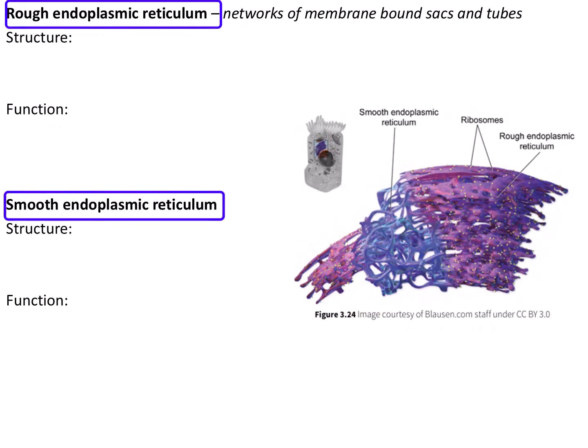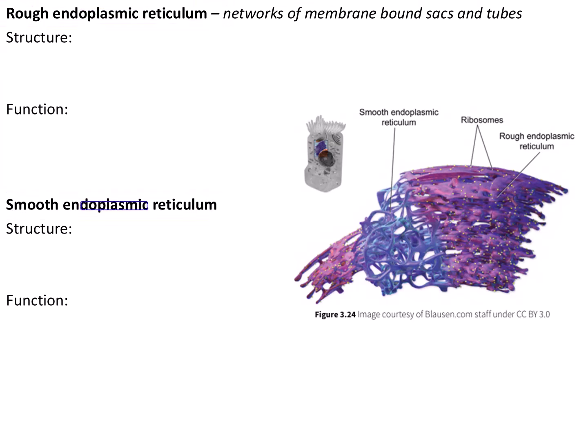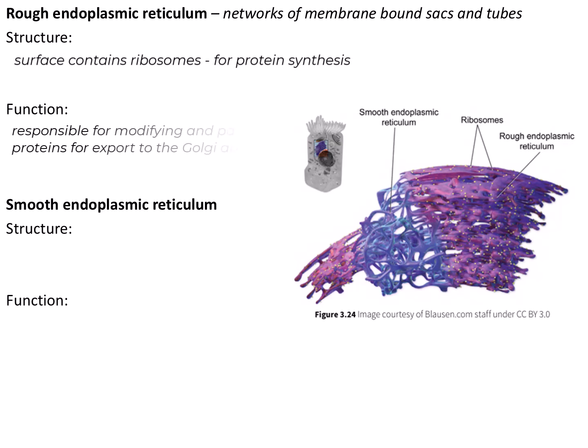The rough and smooth endoplasmic reticulum is a network of membrane-bound sacs and tubes. For a rough endoplasmic reticulum, the surface is coated with ribosomes. Because ribosomes are involved in creating proteins, the ER is responsible for changing and packaging proteins for export to the Golgi apparatus. As the protein is manufactured by the ribosomes, it is put into the endoplasmic reticulum. The ER will fold and change the protein before sending it to the Golgi.